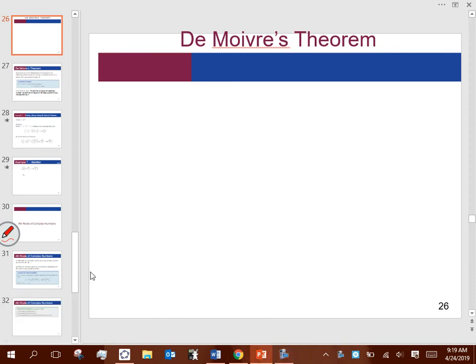De Moivre's theorem says this. He says that if you have z written as r cis theta, meaning you take a complex number and you put it in polar form, right? Then z to the nth, so take this complex number and multiply it by itself over and over and over again, is the same thing as r to the nth cis of n theta. And we worked through a little bit of a proof of that yesterday.